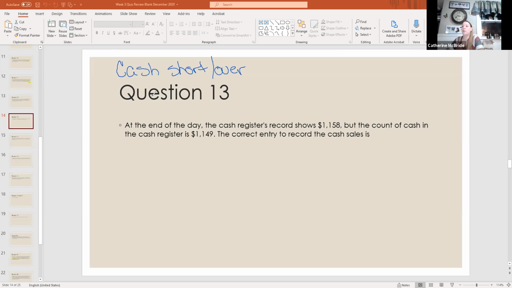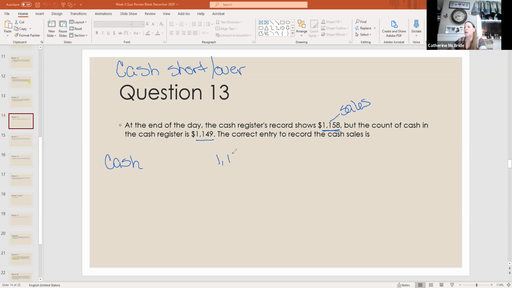So we're going to record our sales in the cash. Ideally, they'd be the same. So at the end of the day, the cash register's records show 1,158. Okay, so we know that this is the sales because that's what the cash register says. But when we count the cash, we only have $1,149. So we're going to record the cash because that's what we have. We can't record more than we have.